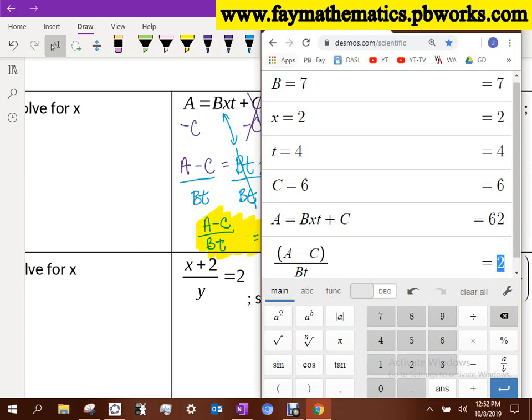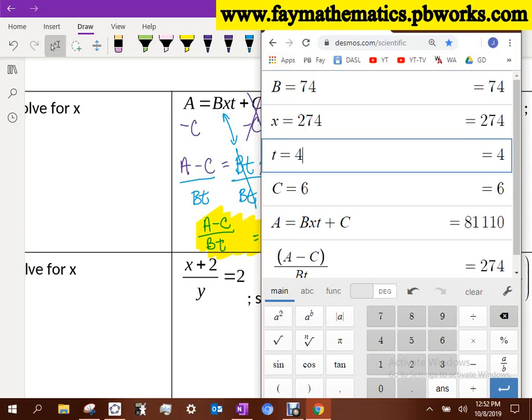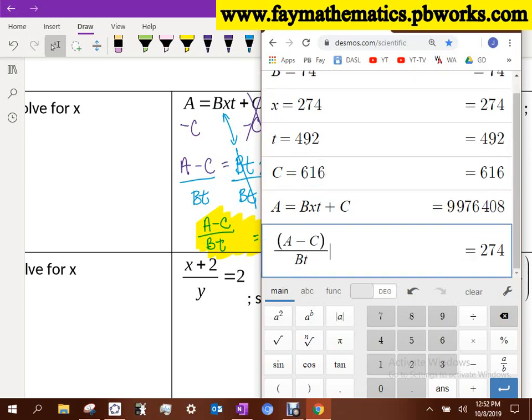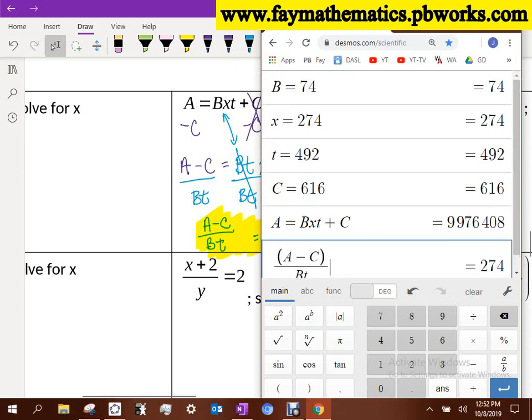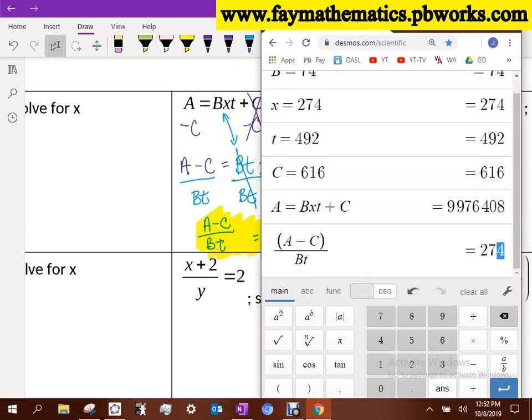If I want to, give me another B value. 4. Okay. Give me another X value. Okay. Give me another T value. 92. Okay. Give me a C value. 60. Okay. Now, we see I chose random values. If I'm doing this on my own, I probably don't want to choose values that big. When I use Desmos, does it still give me what X was?